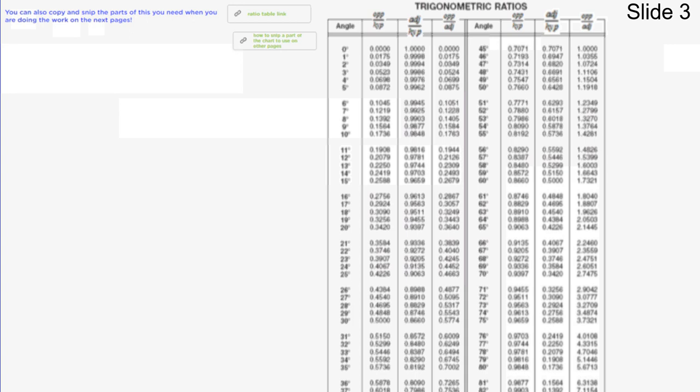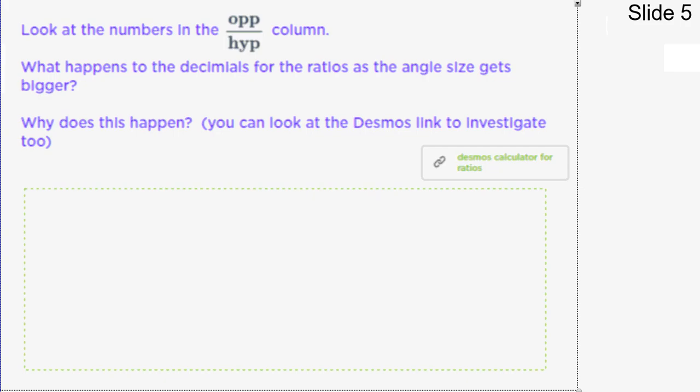So we were looking at the opposite over the hypotenuse, the adjacent over the hypotenuse, and the opposite over adjacent. We'd like you to take a couple minutes to look at the following. Take a look at each column individually and the decimal ratio values that happen as the angle size gets bigger for the opposite over hypotenuse column, and tell us why you think that happens. And you can use the Desmos link below to help you think about that. You also can go back to the table for that one.